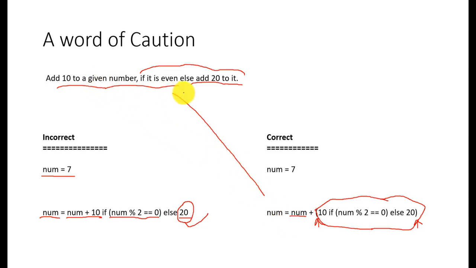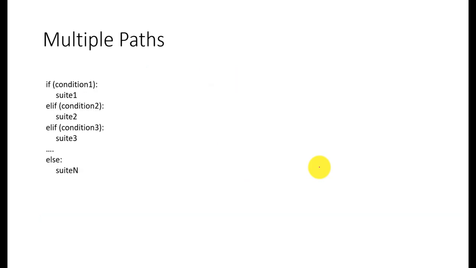And this is what was asked in the question, that add 10 to the number if it is even, otherwise add 20. So num is equal to num plus 10 if number is even, or 20, right? So this is how we should use this kind of statement, this kind of construct in Python.